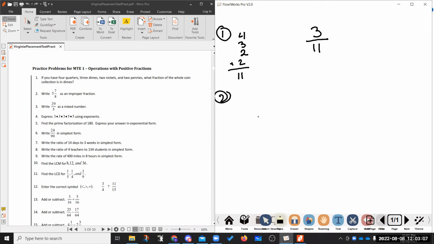Problem number 2 asks us to write 5 7/8 as an improper fraction. To do that, we're going to multiply the whole part times the denominator plus the numerator, all divided by the denominator. It's going to be 40 plus 7 over 8, which is 47 over 8. There's no common factor in 47 and 8 that we need to simplify.